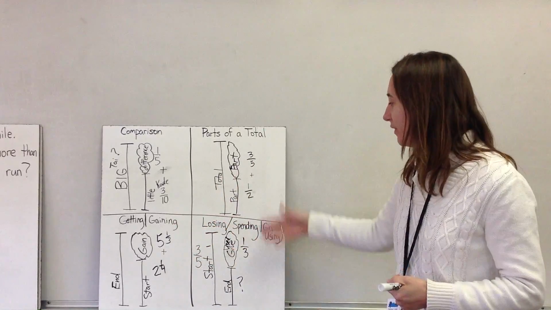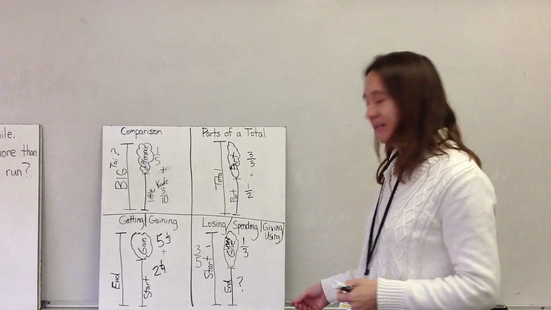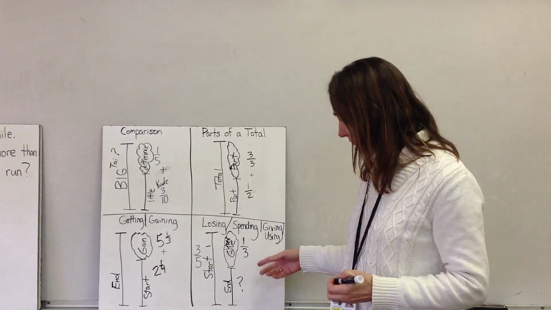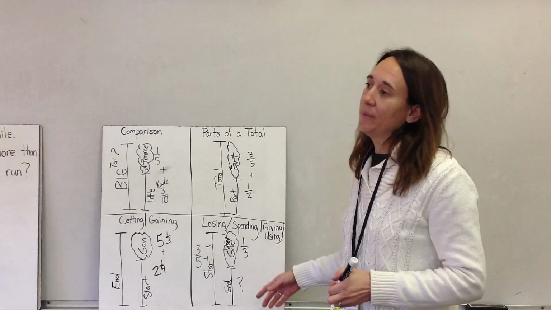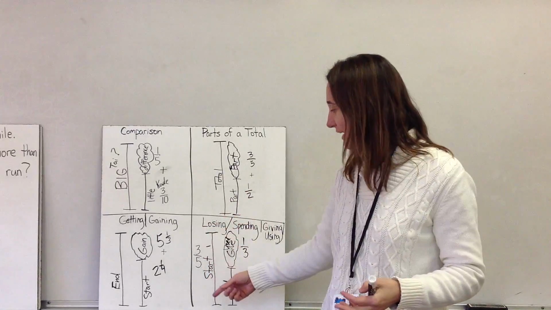And the same thing with losing and spending. In this case, we had to subtract, but oftentimes it tells us how much they gave away and how much they ended up with, and it asks us how much they began with or started with. And in that case, we would add.